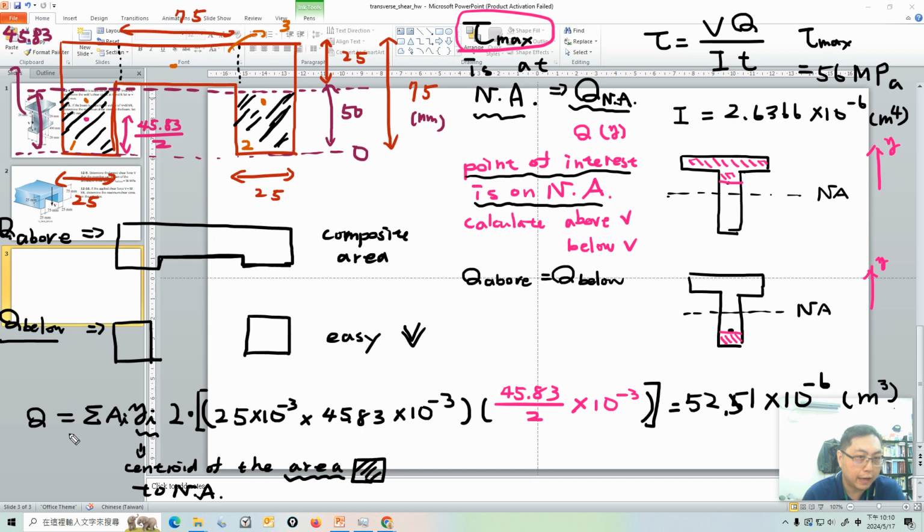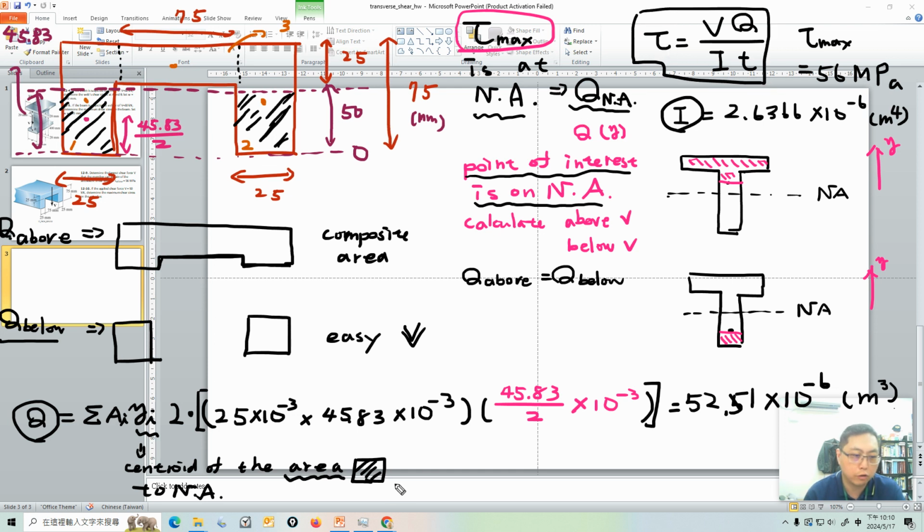So we finally got our Q, and we already have the I, so I think we can answer the problem. What's the maximum shear force if our maximum shear stress is 56 megapascal? Let's use this formula.